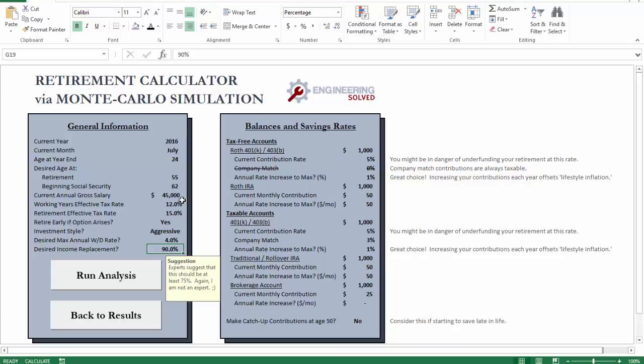A quick and dirty rule of thumb too is if you divide your income replacement percentage by your withdrawal rate percentage. So let's say you want 80% income replacement after retirement. 80% divided by 4% is 20. So if you take your pre-retirement working income and multiply that times 20, that will give you a rough estimate of whether you're ready to retire or not. It's totally independent of Social Security. So keep that in mind. Let's leave that at 80%.